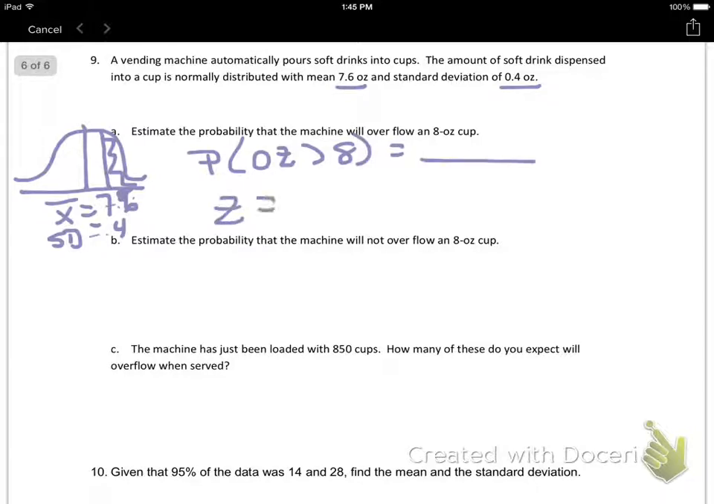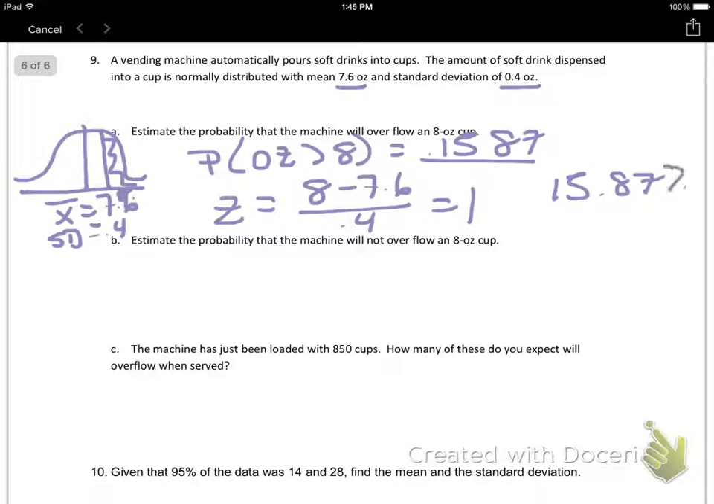So my z-score math is going to be 8 minus 7.6 divided by 0.4, which is 1. So my answer is going to be 0.15. Is it 0.1587 for 1? Nope. Where is it going to be? 0.1587. Remember, you have to subtract it from 1 because we shade it to the right.